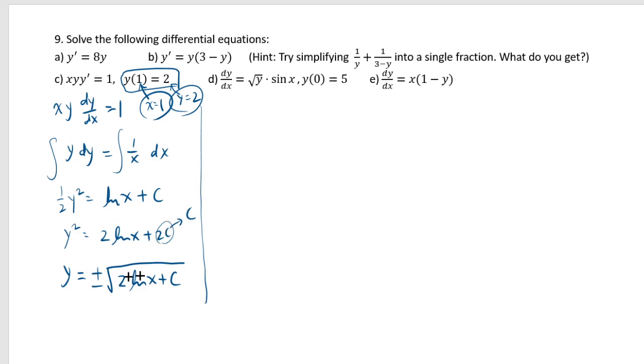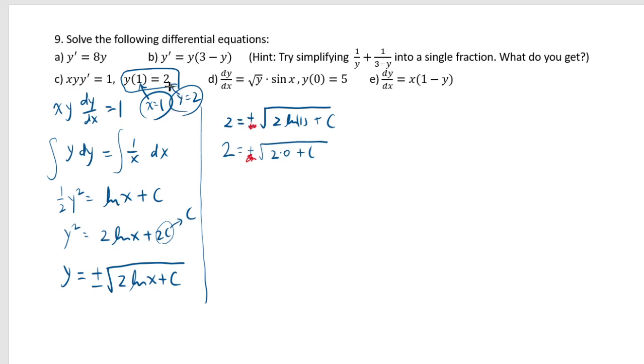So we're going to plug in 2 into y and 1 into x, so you have ln of 1. What's ln of 1? That's 0. So 2 equals plus or minus the square root of 2 times 0 plus c. Oh, by the way, this immediately tells you that minus can't happen, because if it's minus, then you can't have plus 2, right? So that actually says that this negative cannot work.